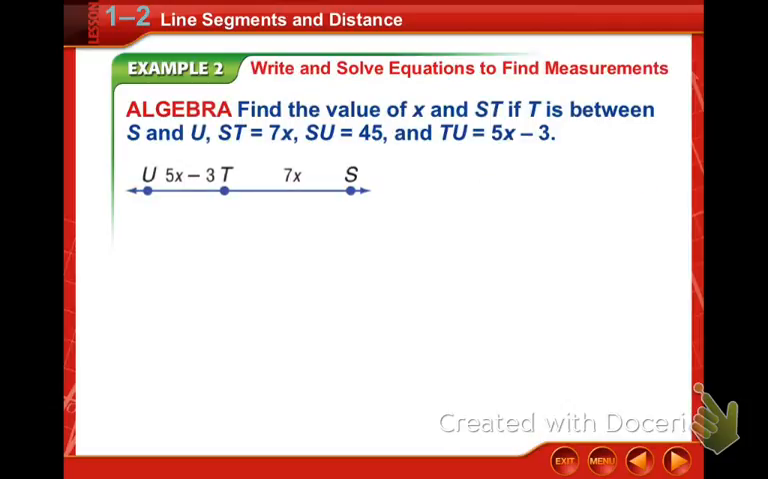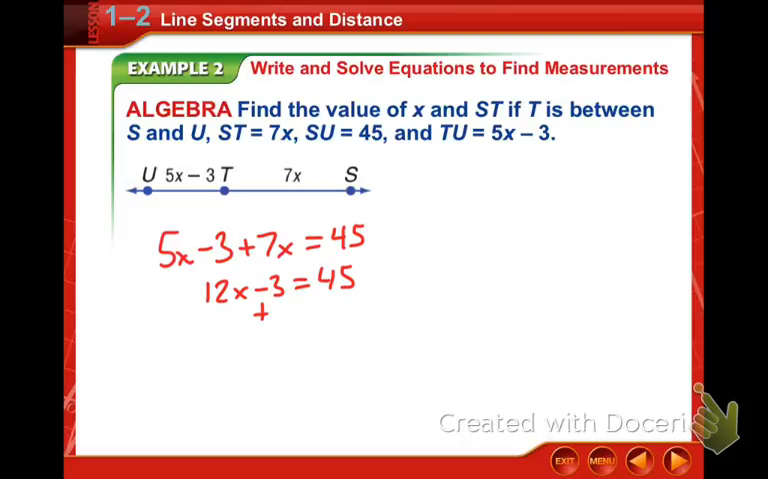Our next one, same concept, but now we have variables involved, and we are given how long the entire line is. It's SU, which is the entire thing. It's 45. So we just need to take 5x minus 3. That's a terrible looking x. Minus 3 plus the 7x, and set that equal to 45. So now you combine like terms. You have 5x plus 7x, so that's going to be 12x. Minus 3 equal to 45.